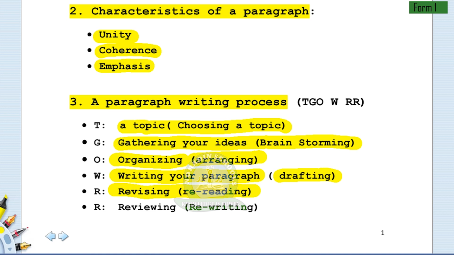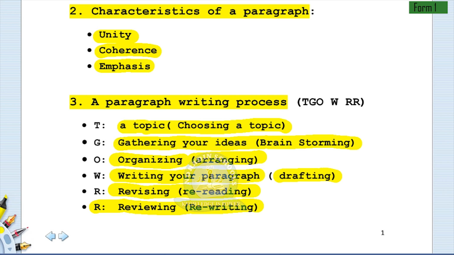The last step is reviewing your paragraph, which is rewriting the changes that you have just made. What comes next is proofreading to see grammatical errors, etc.